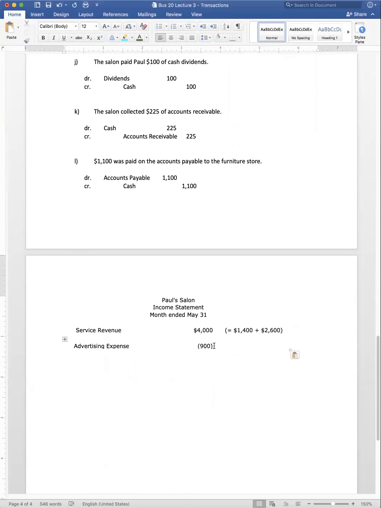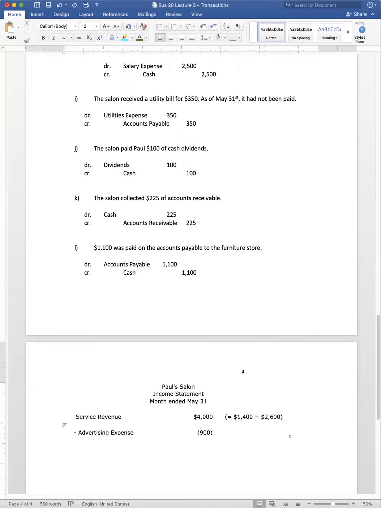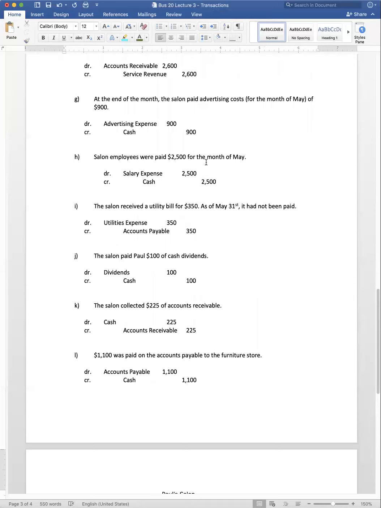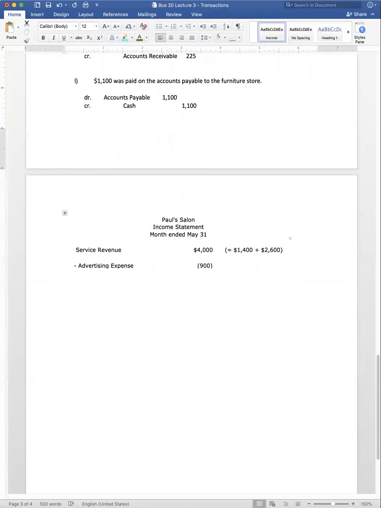And notice I'm using the brackets to signify that it's subtracted. If you would prefer to use a minus sign, that's okay. I just want you to get used to seeing the sign. There we go. All right, so we're subtracting advertising expense. Now there are some other expenses too. Looks like we have salary expense of $2,500. So we're going to subtract that. Put that in there.